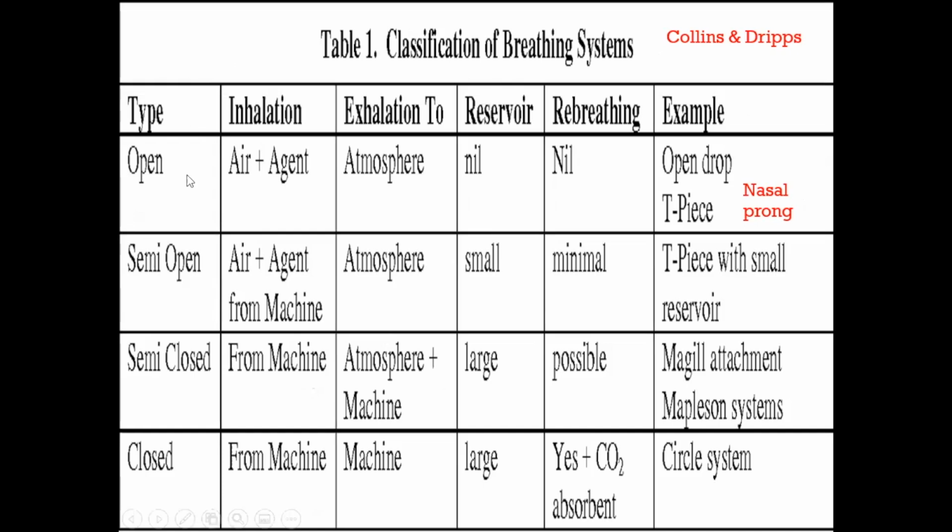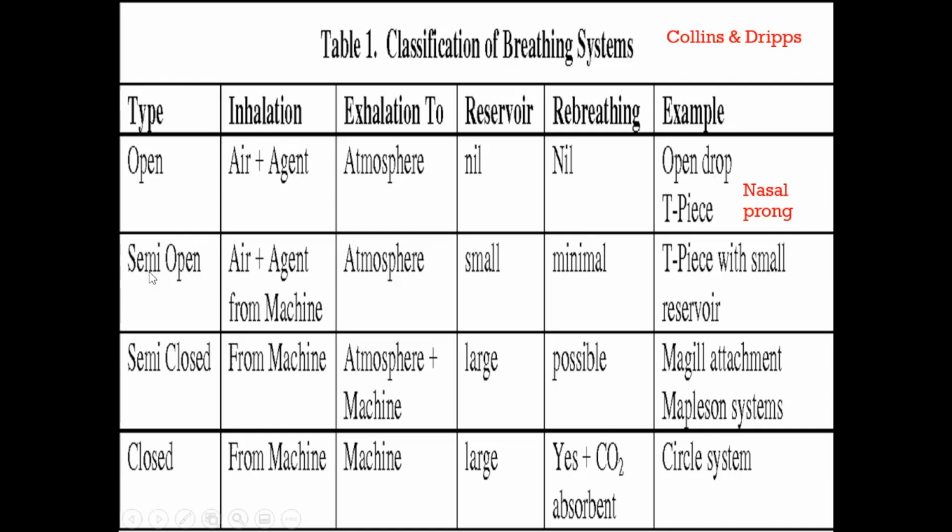So the type of open is air and agent, with exhalation into the atmosphere. There is no reservoir, there is no rebreathing. This is just an open breathing system, either using a T-piece or nasal prong. We don't use this very openly except for nasal prong, but in nasal prong, there is no agent. The agent can be oxygen, okay? Air plus oxygen. So that's nasal prong, which is open. There is no connection. It's open to atmosphere. Open means it's open to atmosphere.